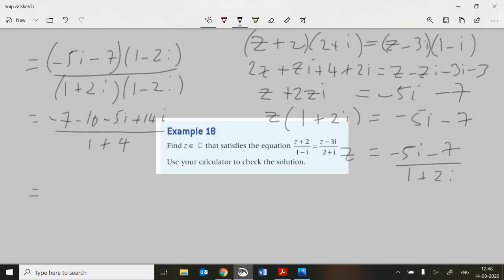Okay, so now we can hopefully simplify this and get the final right answer. So we're getting minus 17 and plus 9i, and then divided by 5, and then we can split that up into 2 parts. Minus 17 over 5 plus 9 over 5i, and then there we go. That's our final bit and we are done.